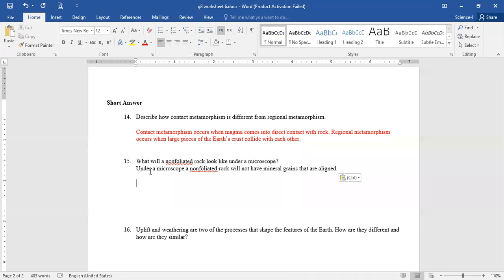Okay, so here we said that under a microscope an unfoliated rock will not have mineral grains that are aligned, so we will not find a certain alignment. It will be randomly distributed, so you can say it as you want.